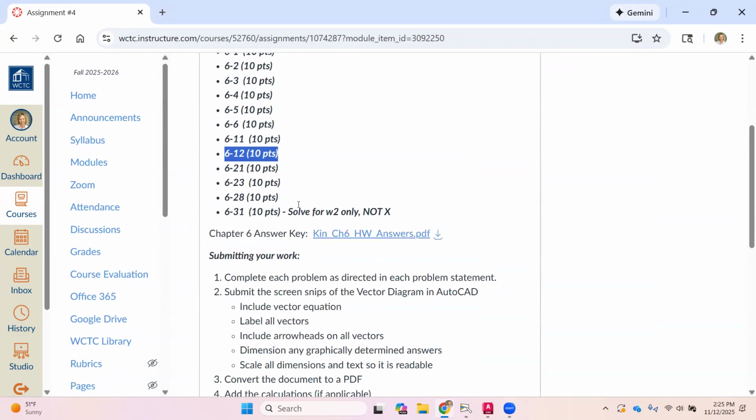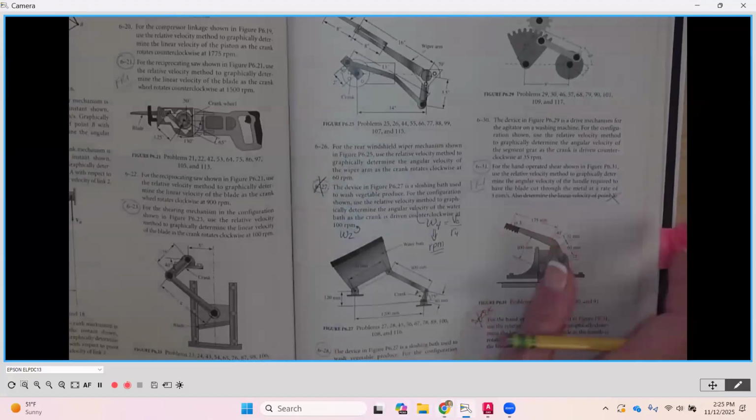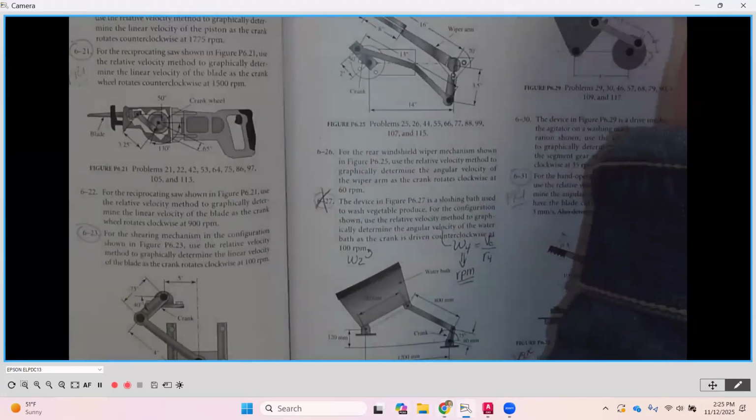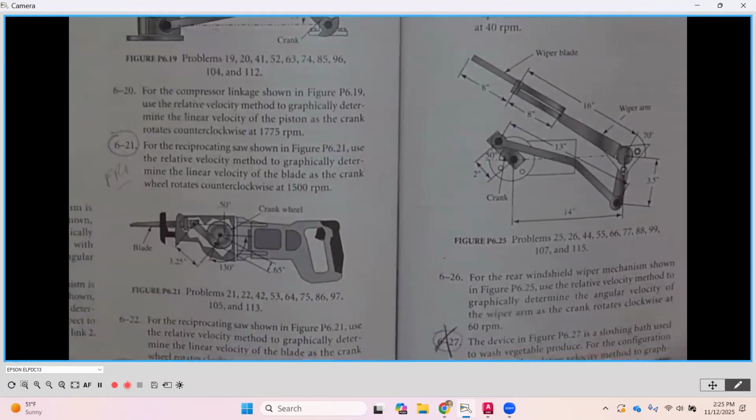The ones I wanted to go over in detail are the last 4 that you have here, which are going to be the relative velocity graphical method. Okay. So starting on page 162 in your book, we will find our first problem, which is problem 621.